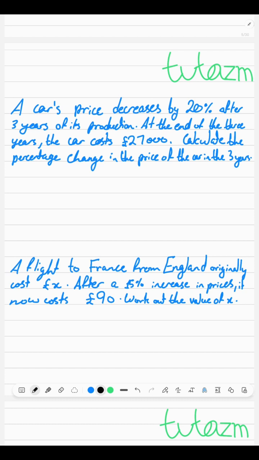Alright, so the first question says, a car's price decreases by 20% after 3 years of its production. At the end of the 3 years, the car costs £27,000. Calculate the percentage change in the price of the car. This question actually has two parts. The first part is we have to work out what the initial price of the car was, and then we have to calculate the percentage change. If you haven't watched my video on percentage change, and you're not confident with that topic yet, then do check it out. I'll leave a pop-up somewhere in the video right now.